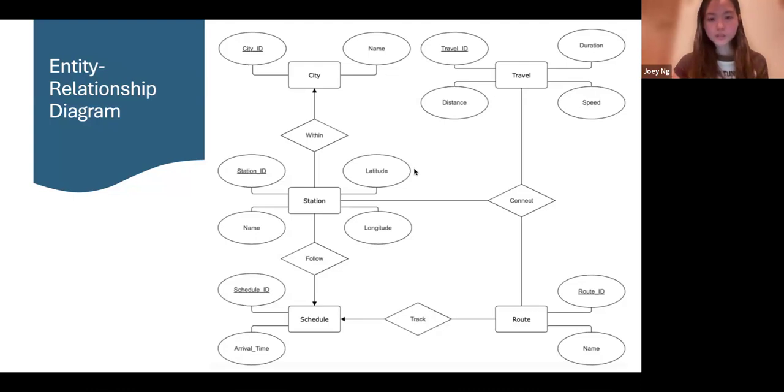And it uses the follow relationship, a one-to-many relationship, to schedule. And the schedule also has a schedule ID and arrival time. And it's linked to the route with a one-to-many relationship in the track relationship. And the route also has a route ID and name. And there's a triple connection right here between station, route, and travel, where the travel has the travel ID with distance, speed, and duration, and they are linked using the connect relationship.